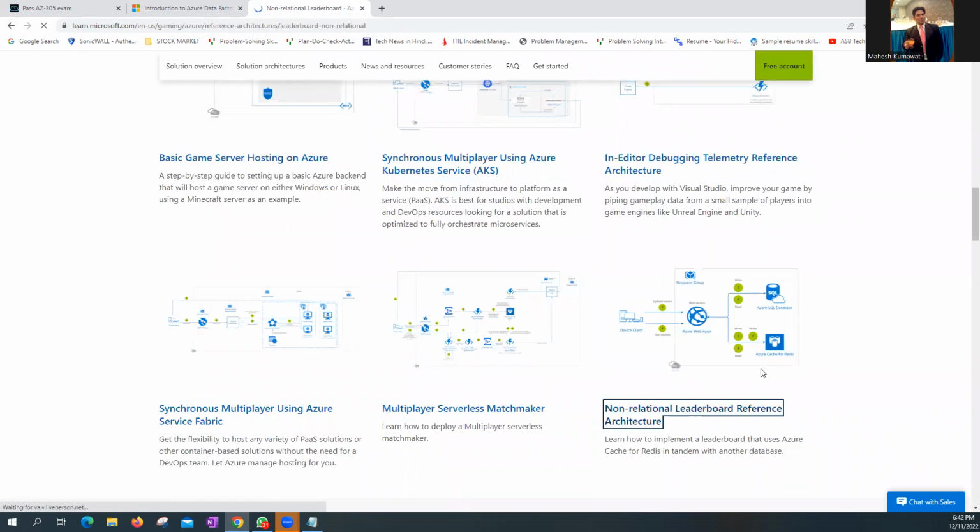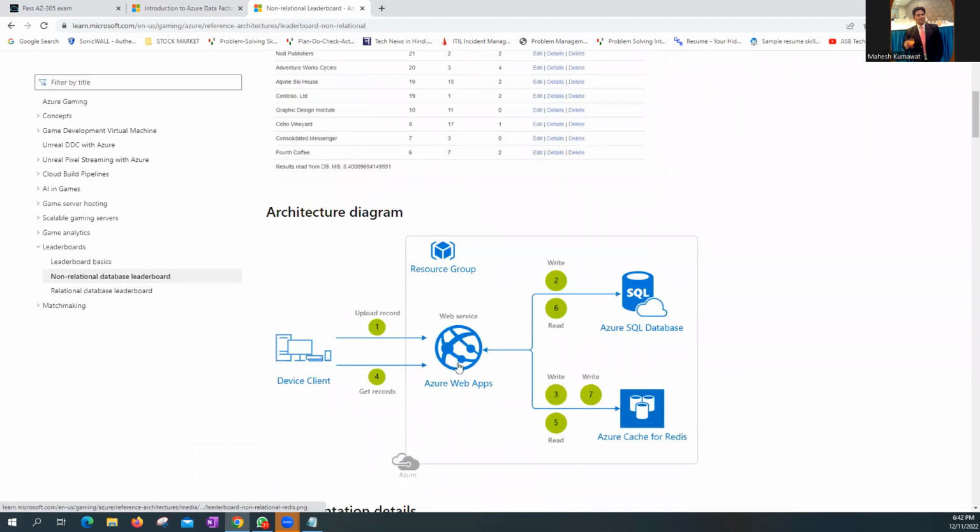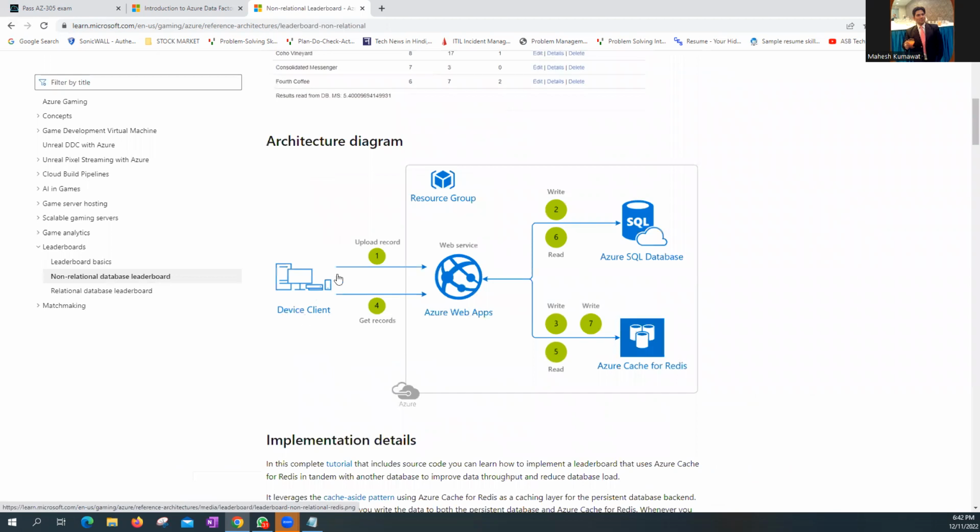And then we have different architecture designs. Suppose this is the non-relational architecture we're talking about here. The device comes from here, uploads the code, then web services are part of this, sending a request to the SQL server database. Suppose you have hosted SQL database servers, and it is also sending write operations to the Azure Cache for Redis. At the same time the device client gets records, and the Azure cache is working at the same time.